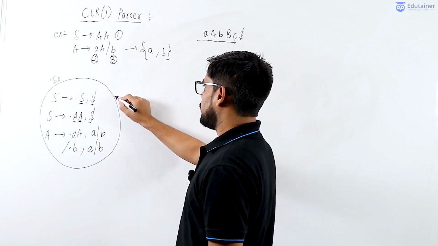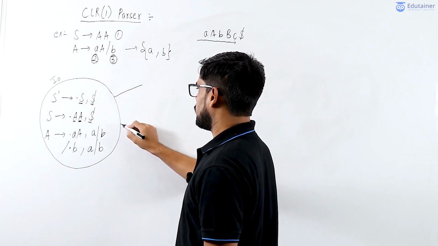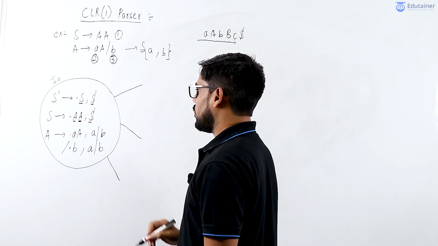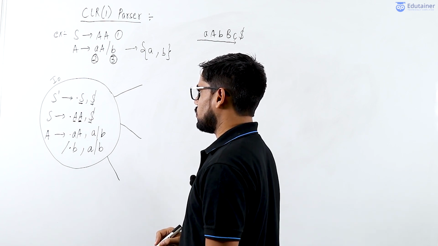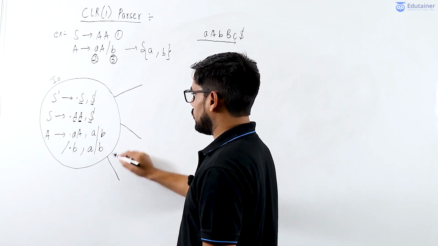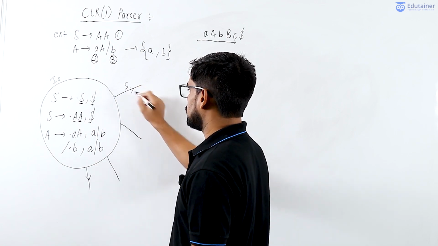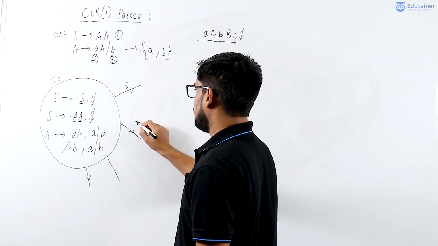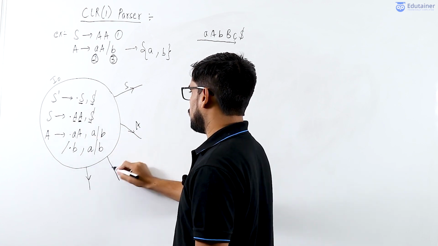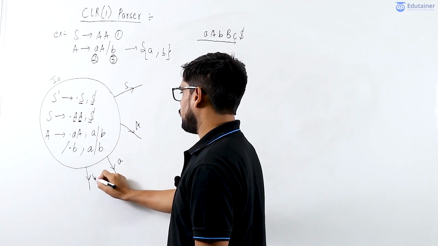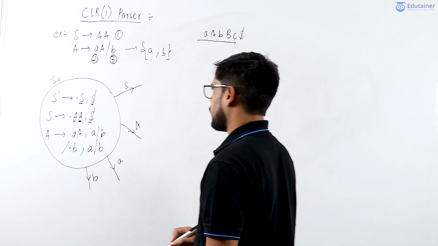After that, I will take the transitions. So here 3 transitions are possible. No, I think 4 transitions are possible. One is the capital S, second is the capital A, third is the small a, and fourth one is the small b.